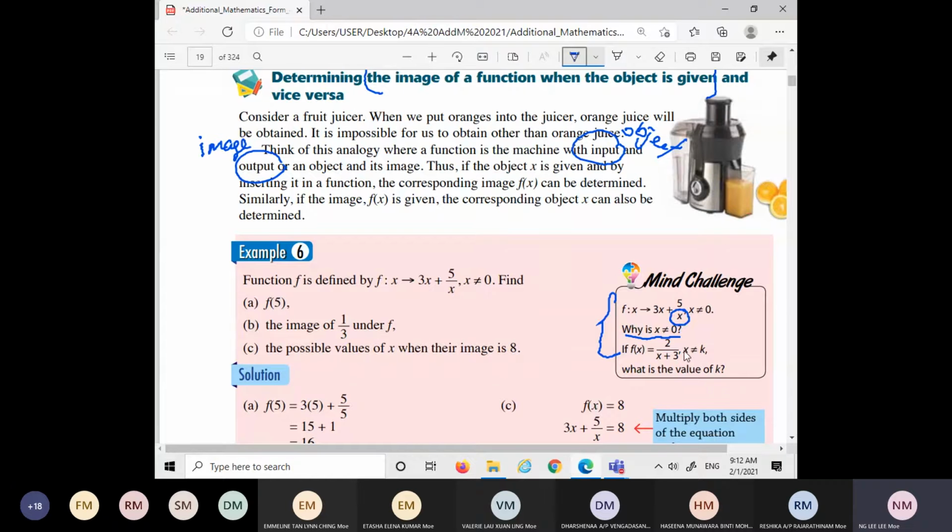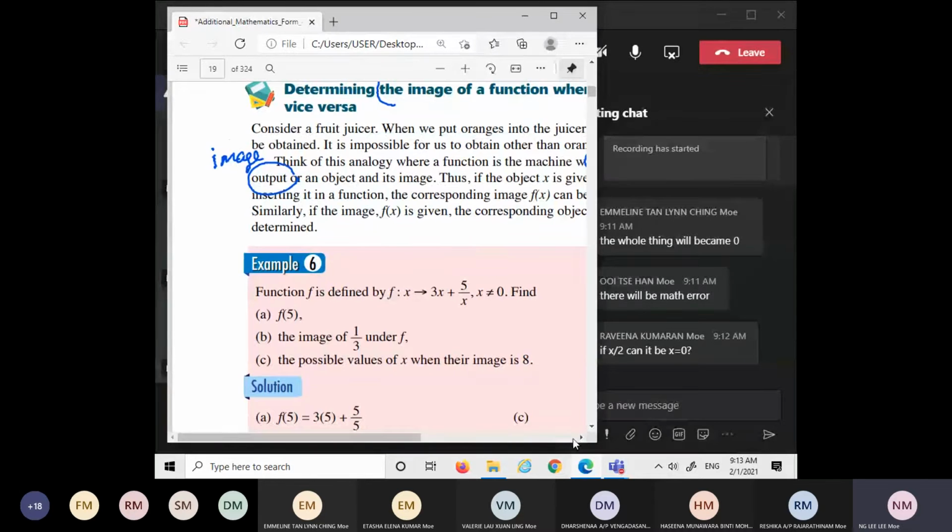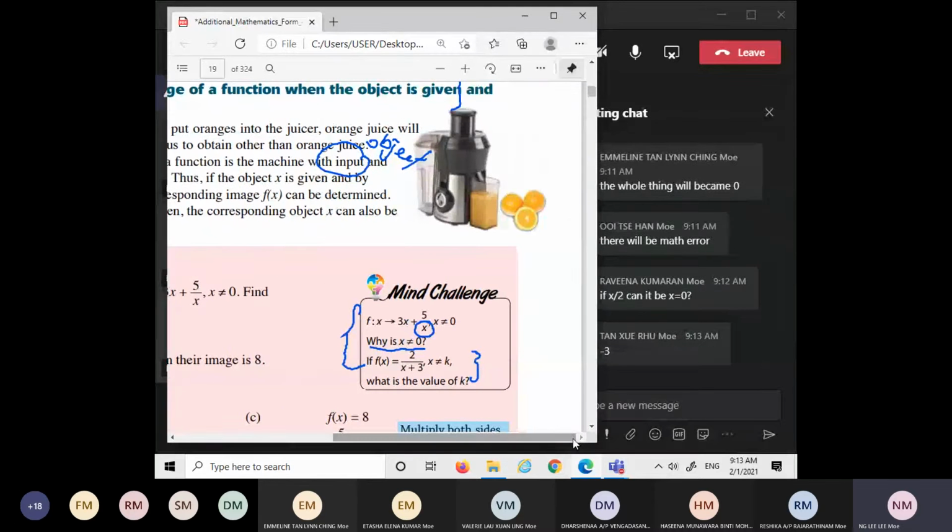So now we try this. Always this will be the questions in your exam. If f(x) equal to 2 over x plus 3, where x plus 3 is in the denominator, then you got to define x. The x cannot be k. Then what is the k? Anyone would like to try? Sheru say -3.